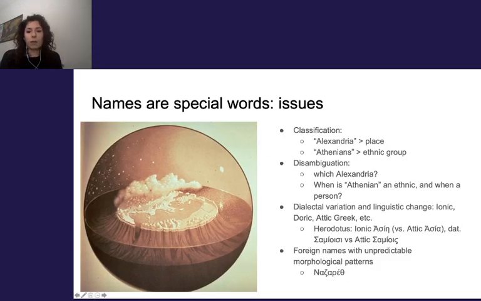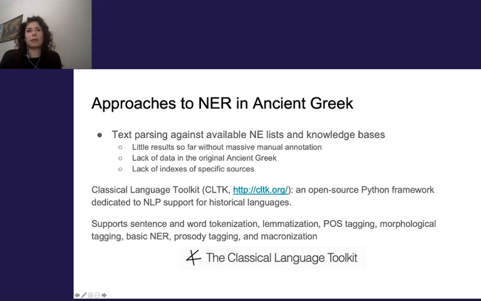And finally, I will spend the last 10 minutes talking about some of the methods that are most frequently employed in named entity recognition for ancient Greek, just to give you a sense of what has been tried so far. And this will give you an idea of the field in which the experiment that Farimah did has been attempted.